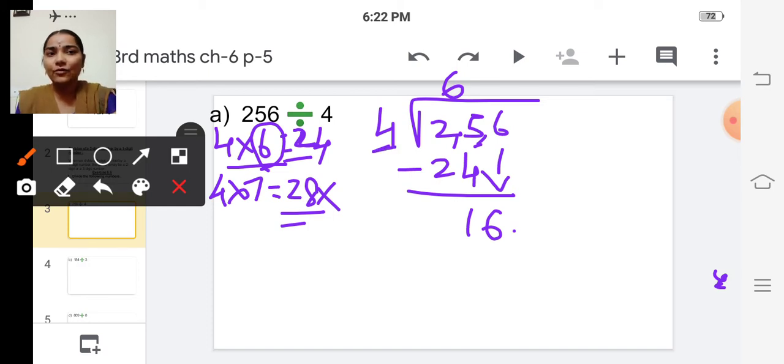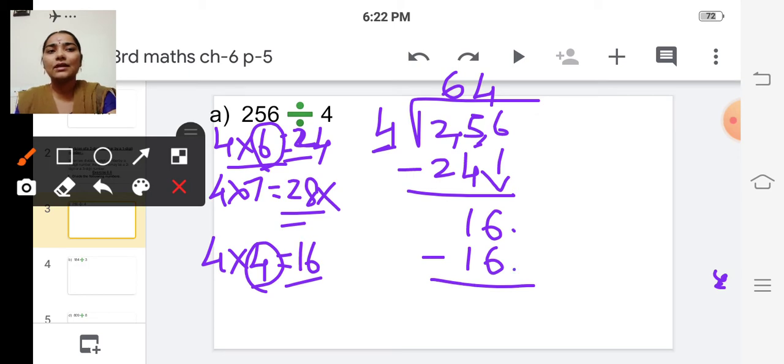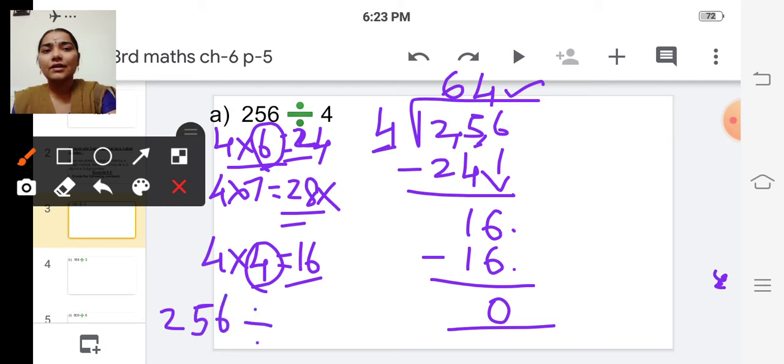Now the dividend is 16. 16 is greater than 4. So we can divide. So how many times will it go in the fourth table? 4 times, isn't it? 4 fours are 16. So we write the 4 in the quotient and write 16 below the dividend and subtract. 16 minus 16 is 0. So, the answer is 64. 256 divided by 4 is equal to 64.